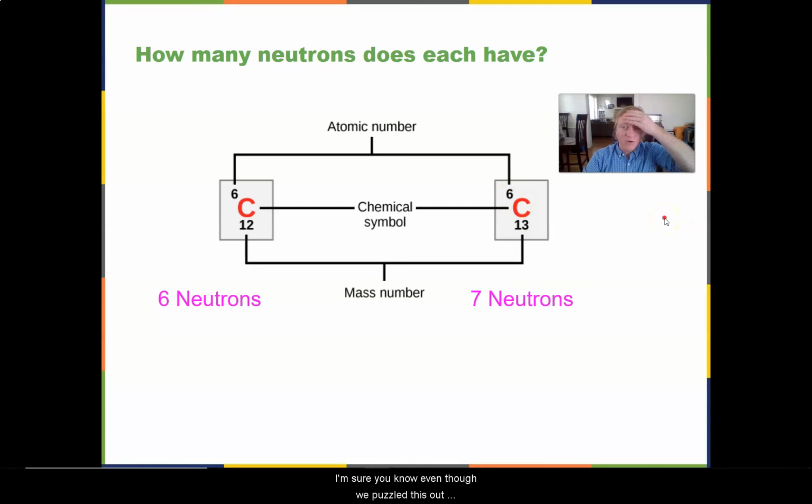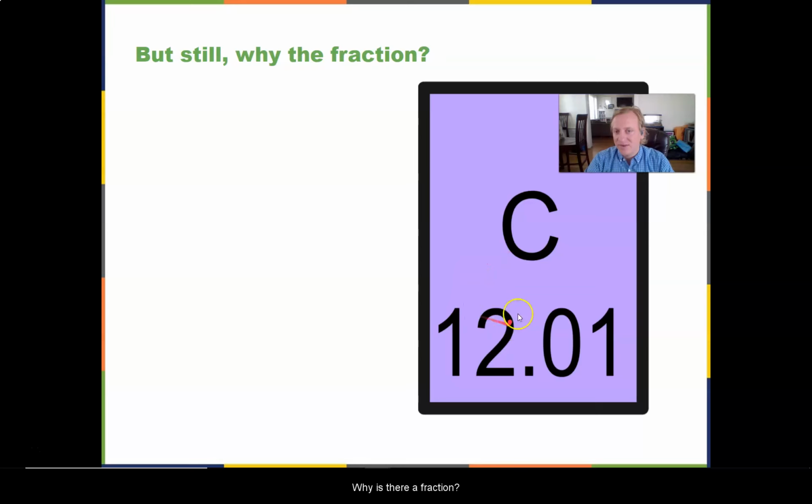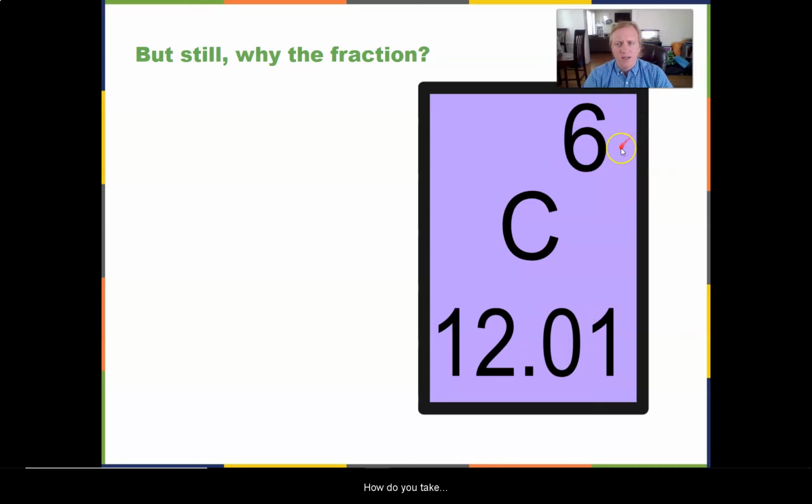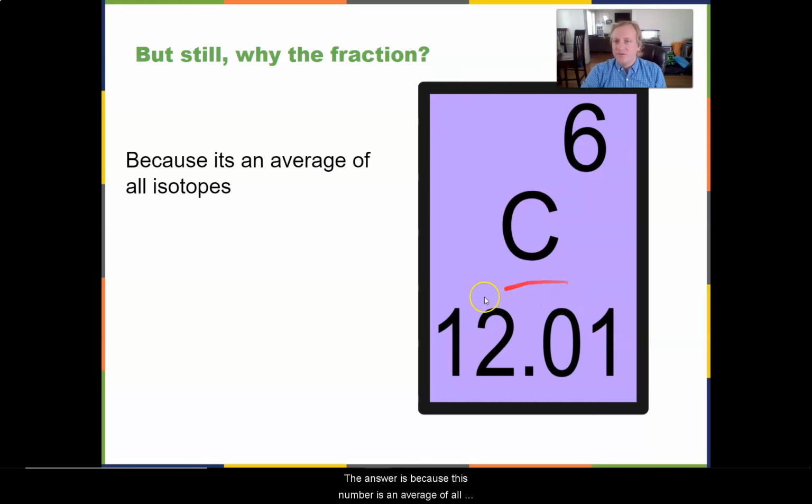And even though we've puzzled this out, I'm sure you noticed we haven't actually answered the question yet. Why is there a fraction here for this atomic mass number? How is it that you take 2 whole numbers and add them together and get a fraction? How do you take a whole number of protons plus a whole number of neutrons and get a fraction? Well, the answer is because this number is an average of all the isotopes of carbon. They went through and figured out every single isotope of carbon, and they said on average, the mass of carbon is 12.01. That means most carbon atoms have 12 neutrons, but there are some carbon atoms out there that have 13.